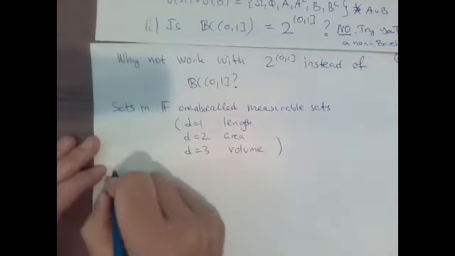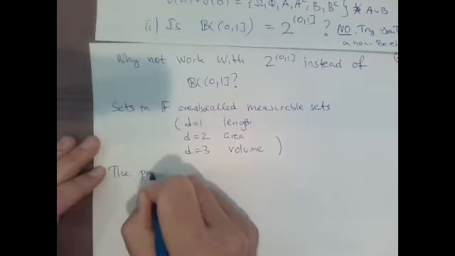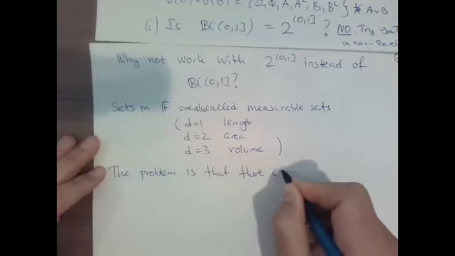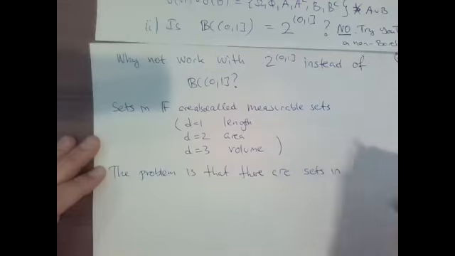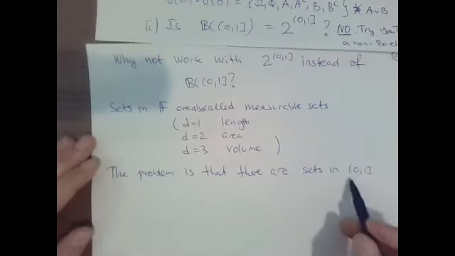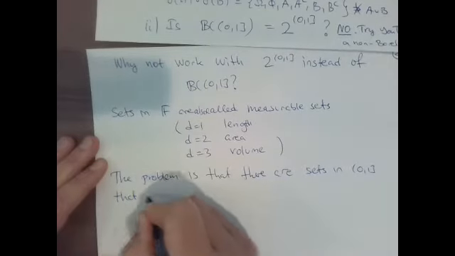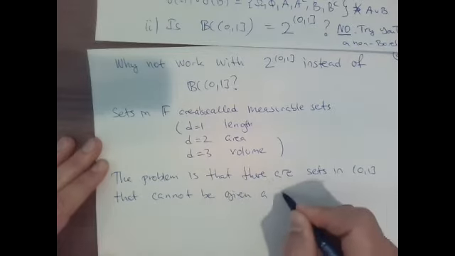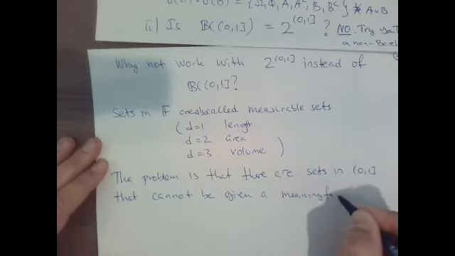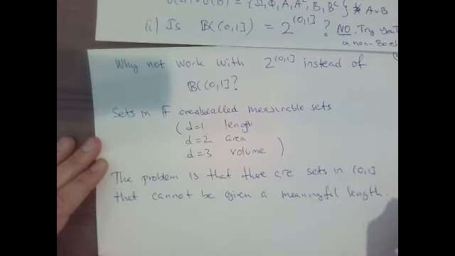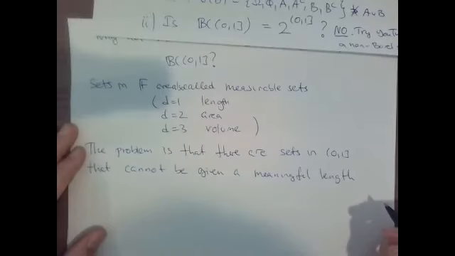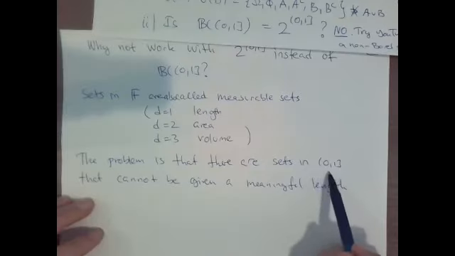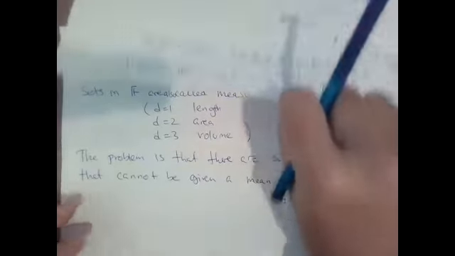Well, the problem is that there are sets in, say, [0, 1]. There are sets in here that cannot be given a meaningful length. Okay, so we're claiming now that there are sets that are so ugly in this interval that I cannot assign a length to it.